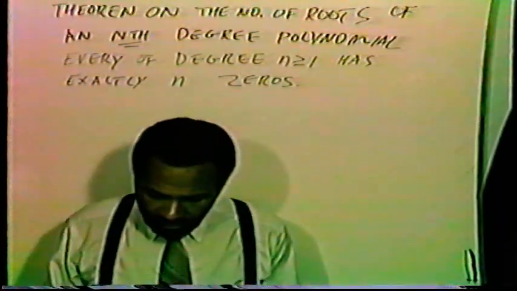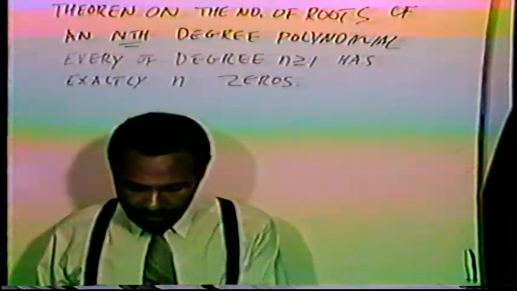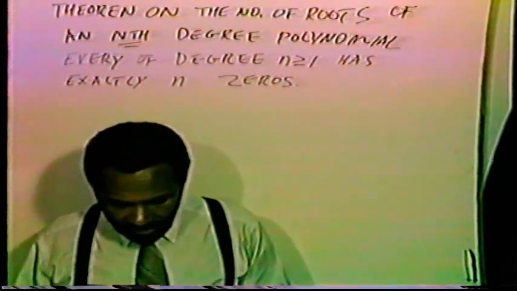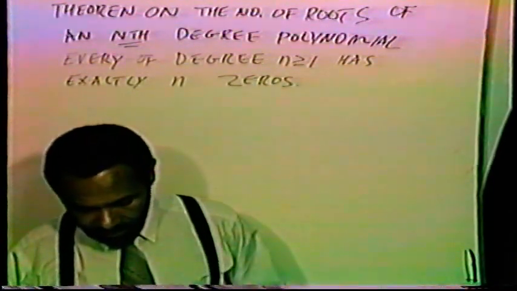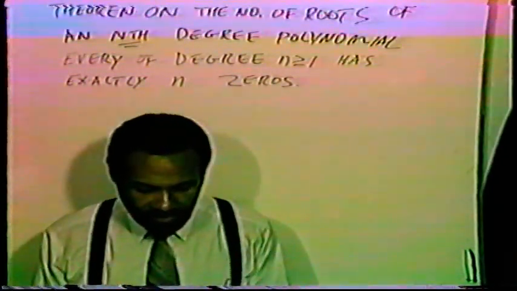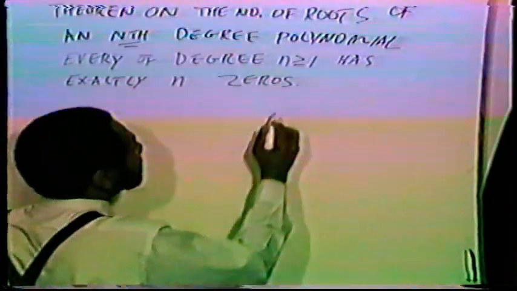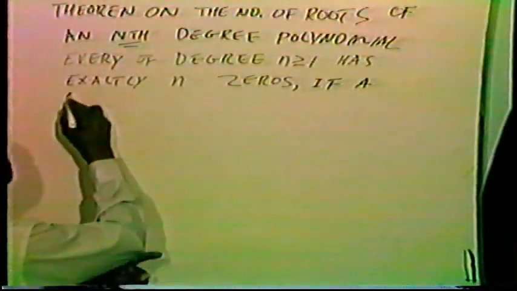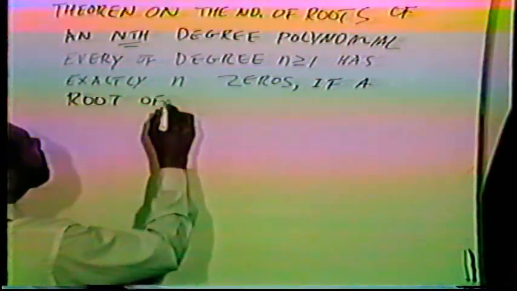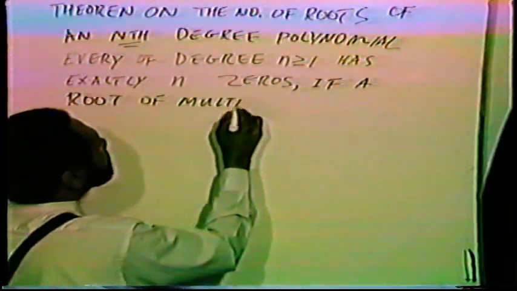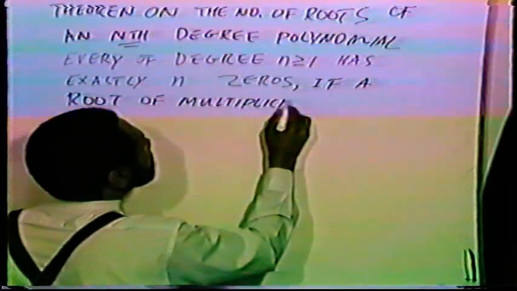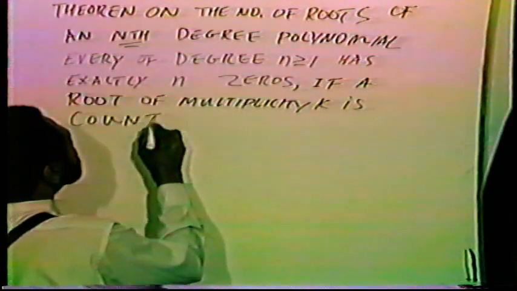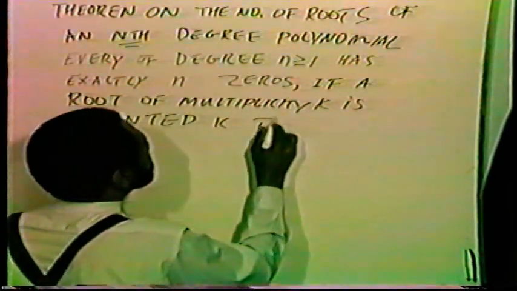Now this, of course, is assuming that we count any double roots twice, any triple roots 3 times, and so forth. So this is if a root of multiplicity k is counted k times.